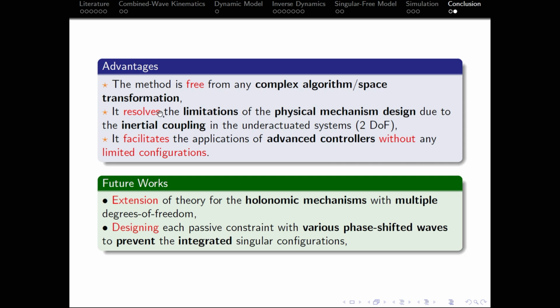As the advantages, we can see our method is free from complex algorithms and space transformation, which resolves the limitation of mechanism design due to the inertial coupling in underactuated systems with 2 degrees of freedom. It facilitates application in different controllers without angular limitations or configuration.